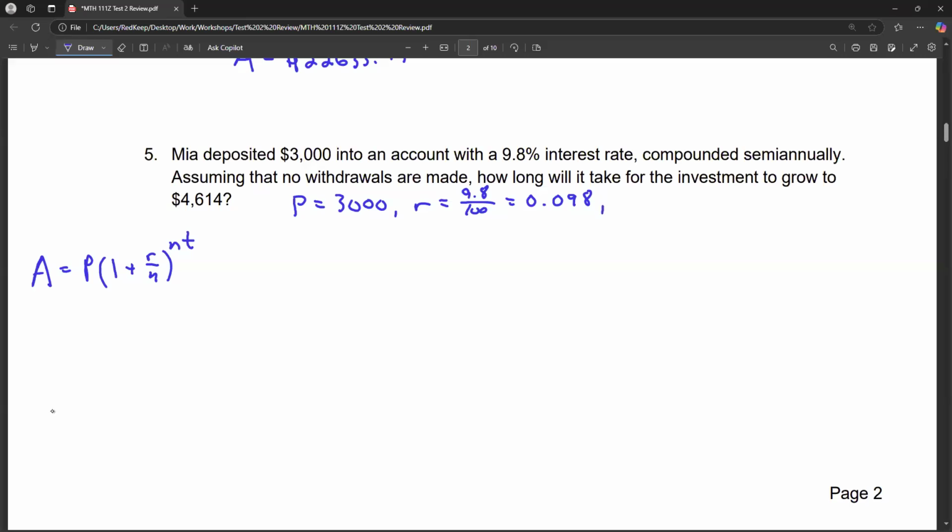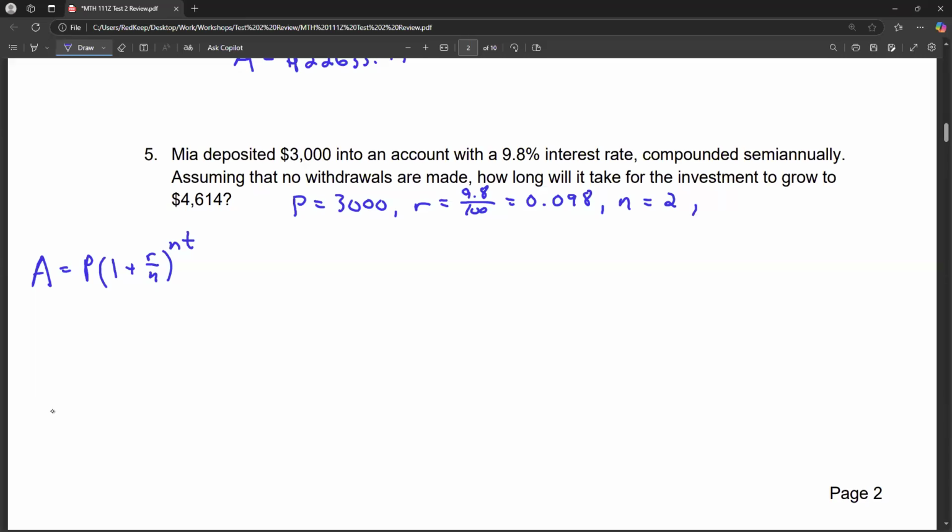And then let's see, what else do we have here? We need our n value, and that was the thing I was talking about earlier. Well, our n value, right? That's going to be the number of compounding periods in a year. Compounded semi-annually actually indicates that there'll be 2 compoundings a year. So n is equal to 2.